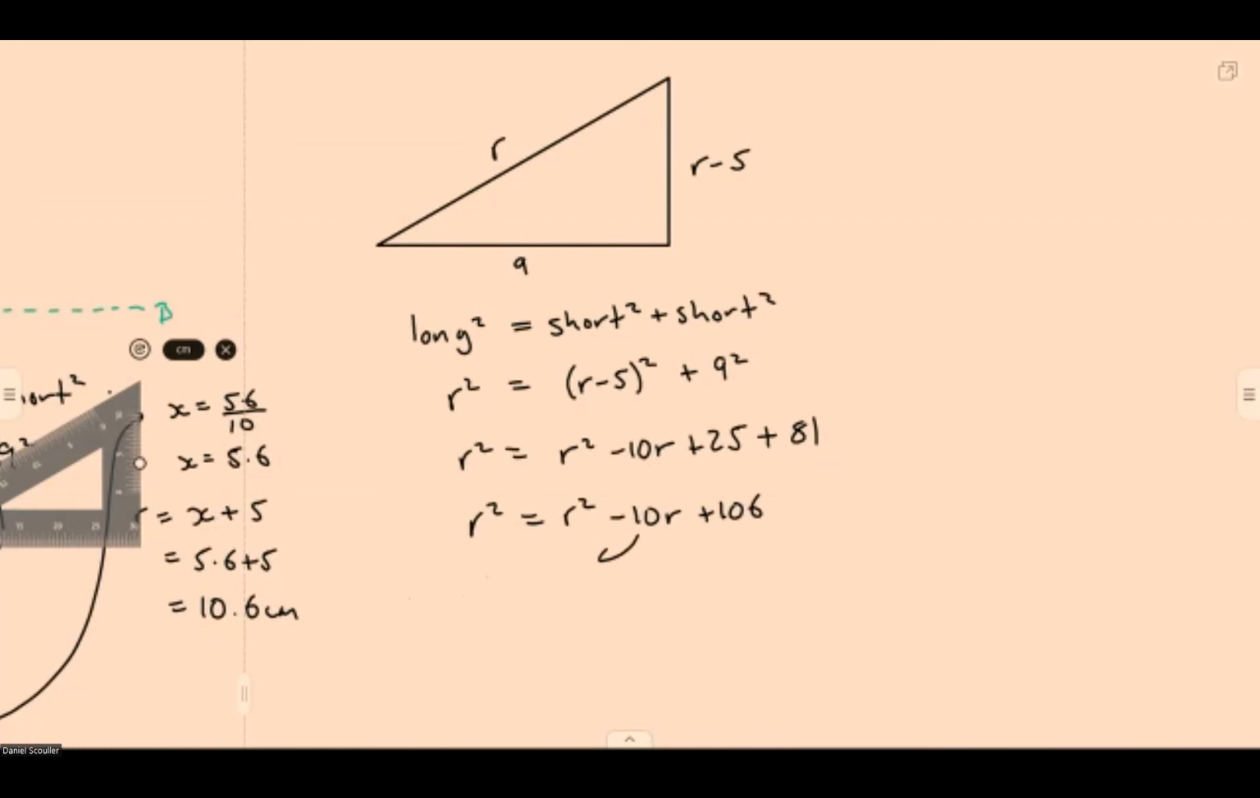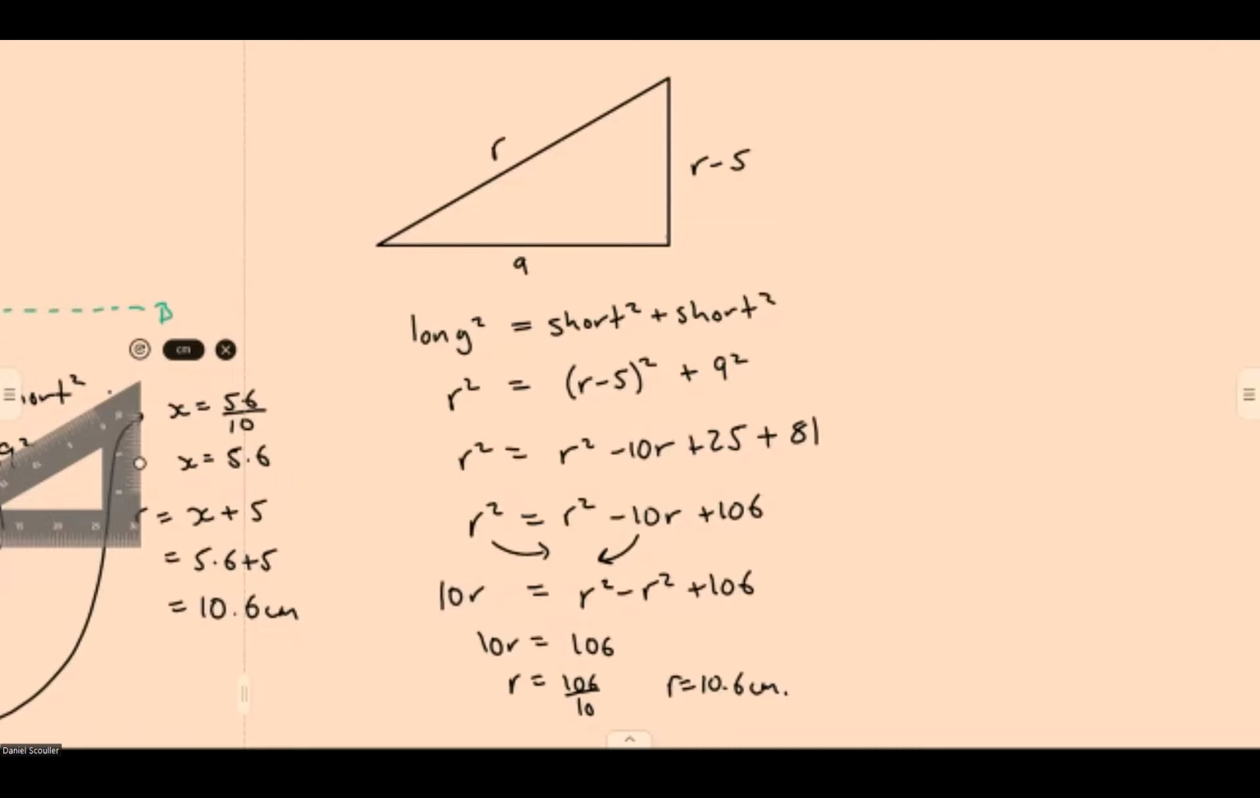I'm going to bring this 10r over first. I've left myself something on that side, and then I'm going to bring the r squared over and take it away. Okay, they cancel out. Yeah, exactly. Perfect. Okay, that's fine.